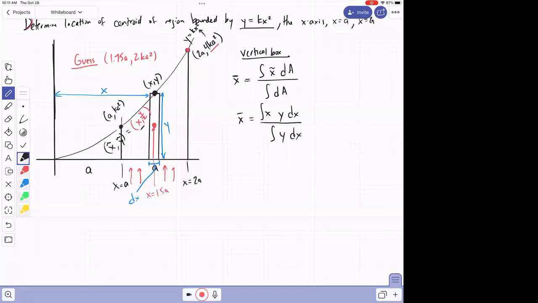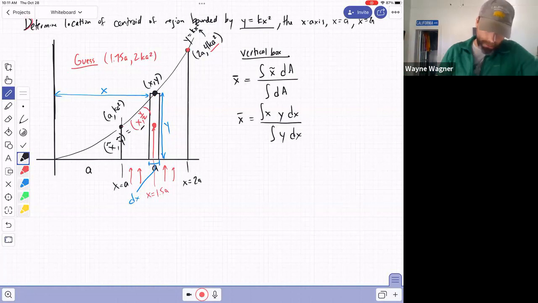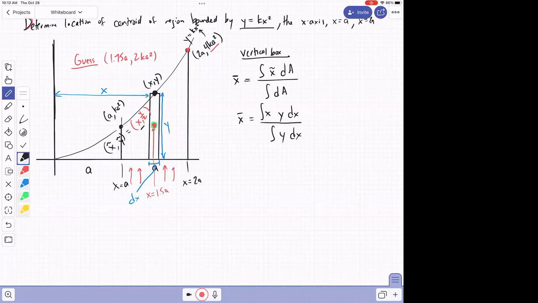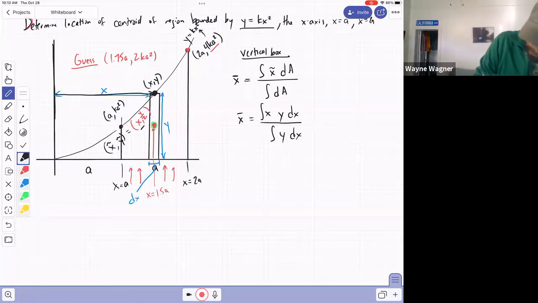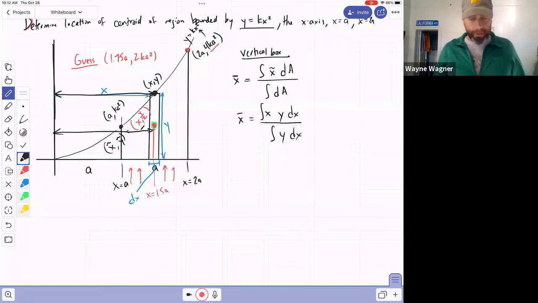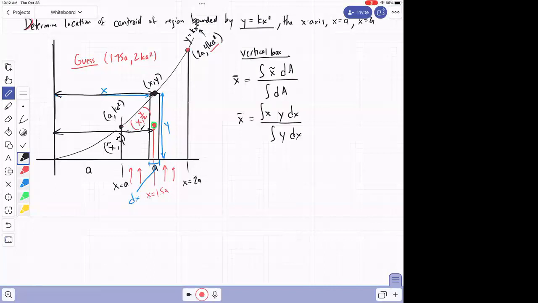I'm sorry, Wayne, on the first example, my internet was cutting out. How does X tilde become X? I know you've already explained this. Oh, okay. So we're looking for the coordinate, we're looking for the color here. This dot right here. Okay. So this is X from here to here. Well, we're in the exact same X position. We just have a different Y. So X tilde is the location of the centroid of that rectangle.